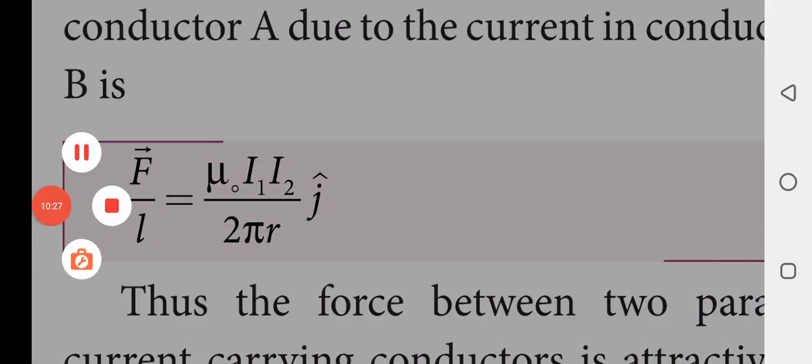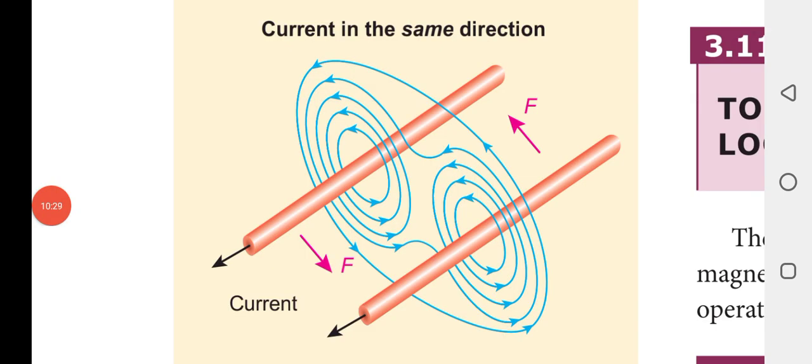So let's see the picture also. This is the force which is produced. Because of the magnetic field around the conductors, an attractive force is produced. The force experienced by the two parallel current carrying conductors is attractive. So if the electric currents pass in the same direction, they produce an attractive force between the two parallel current carrying conductors.